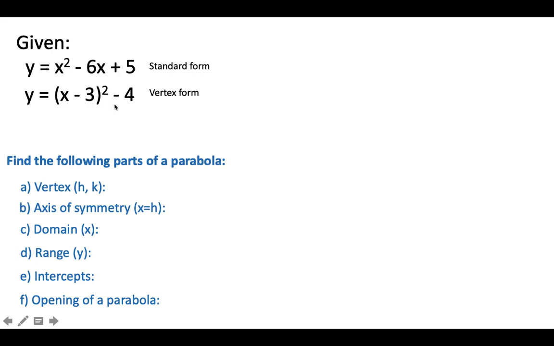So this vertex form will be very useful in finding the parts of a parabola. So this is our vertex form: y is equal to a times quantity x minus h squared plus k. So we just transform this from here.